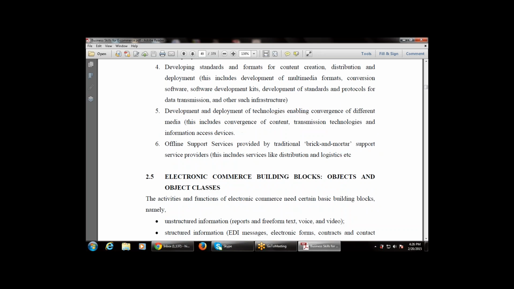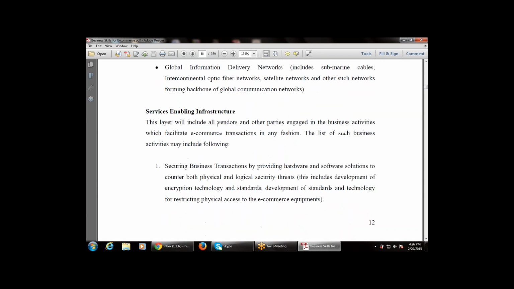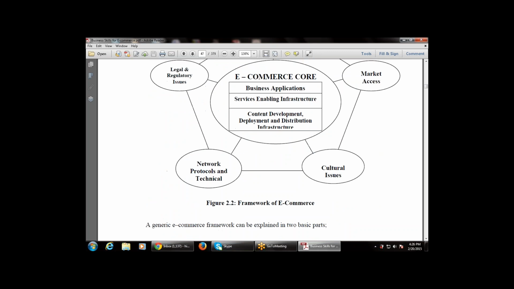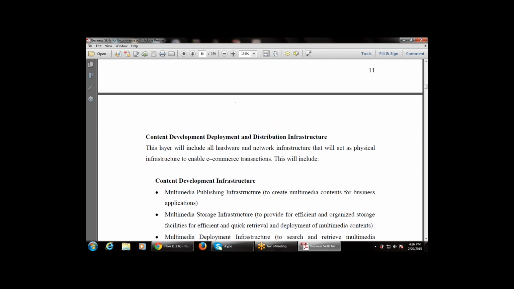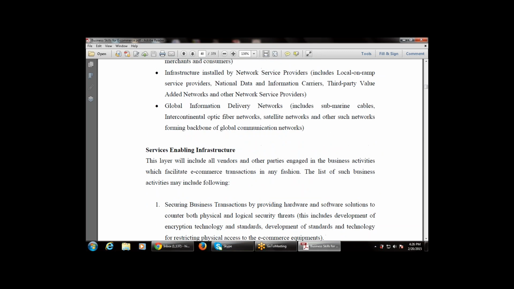This is what we have also discussed, the second last part, that is the service enabling infrastructure. That is, how to enable the services, or what are the parties involved in the e-commerce infrastructure. For example, if I am teaching you and you get the information from me, then we are doing e-commerce transactions.